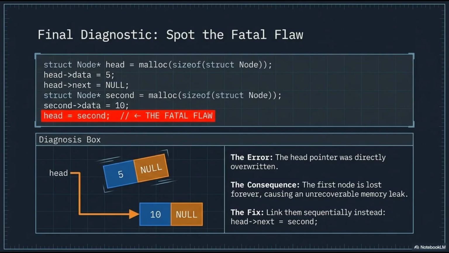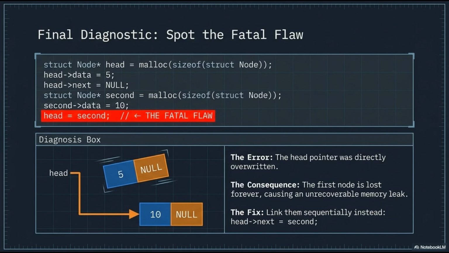Okay, let's treat this final code block like a crime scene investigation. So the programmer wanted to link 2 nodes with values 5 and 10. They allocated the head, assigned 5. They allocated second, assigned 10. Everything looks okay so far. But look closely at that highlighted line. Head equals second. This is the exact moment they introduced a fatal flaw.